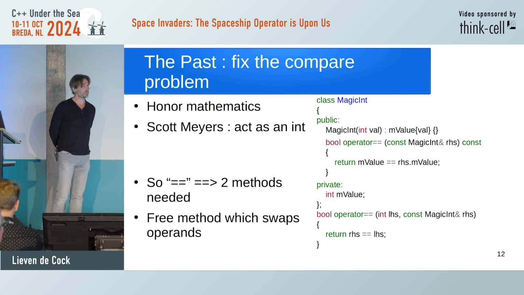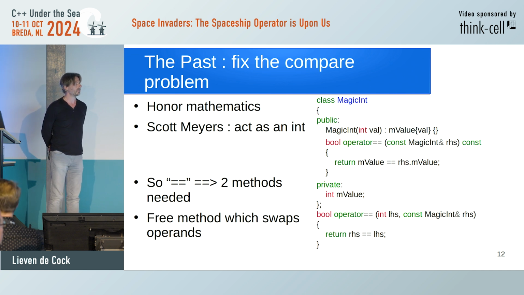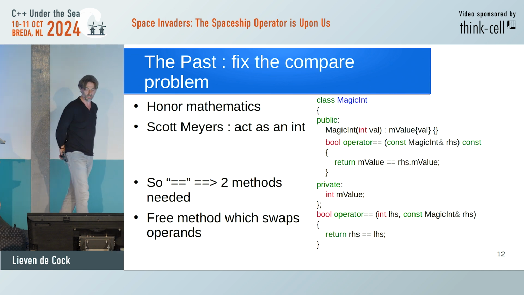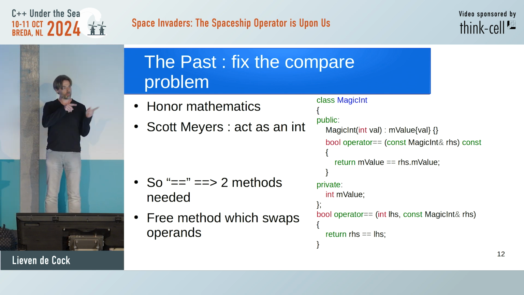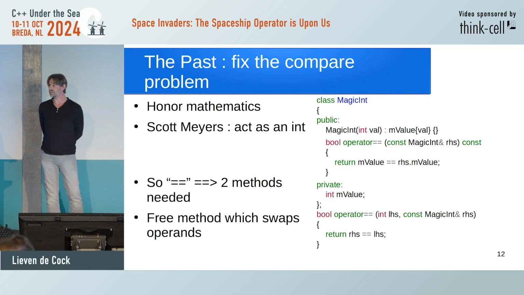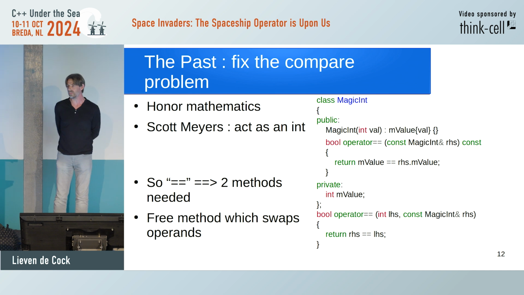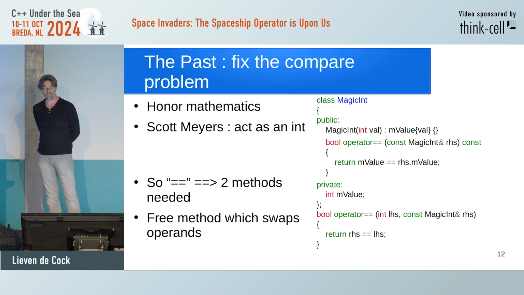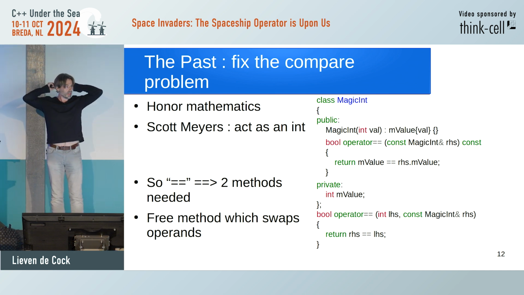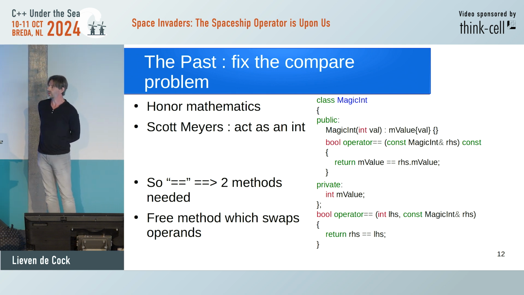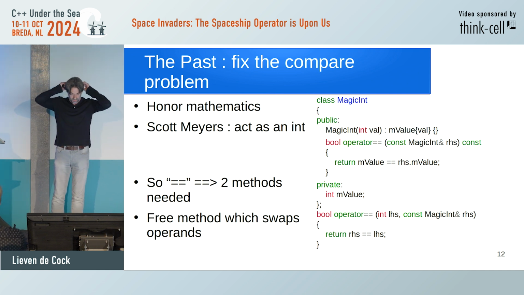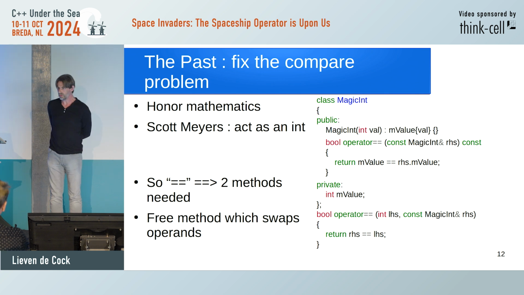So what we're going to do is add another method. In this case, let's use a free function, not a member function. The only thing this one does is call the member function by swapping the operands. So the free function says, I take an integer as the left-hand side of the comparison, and the MagicInt as the right-hand side, and what I do is I call right-hand side equals left-hand side, and we're calling the member function of our MagicInt, which can compare an integer.